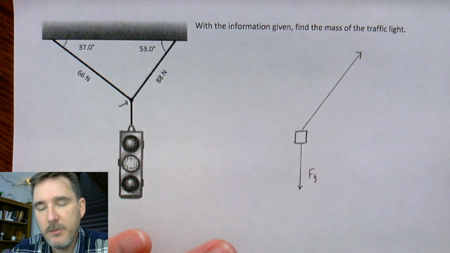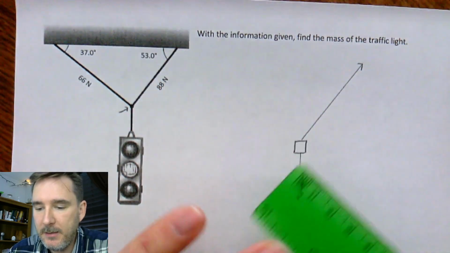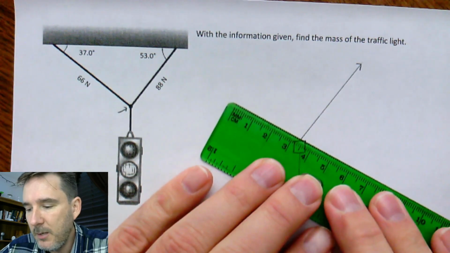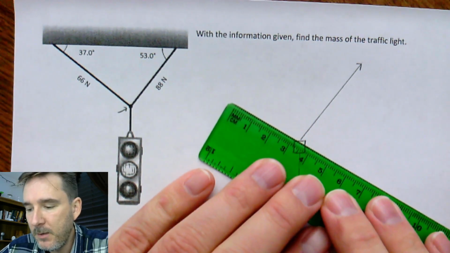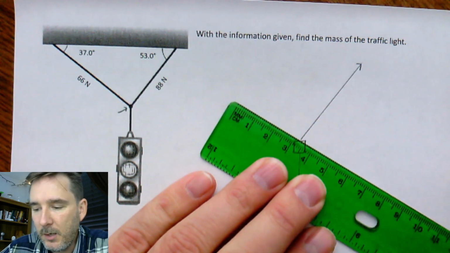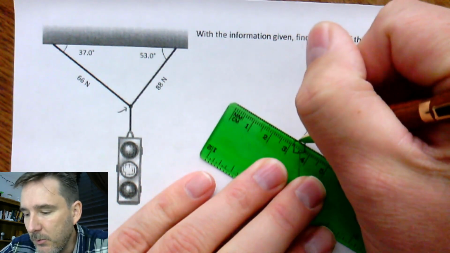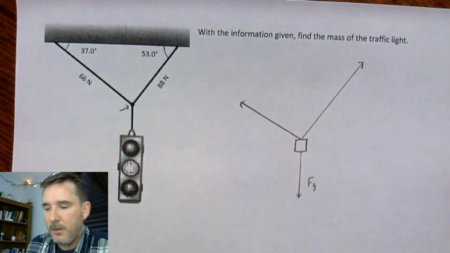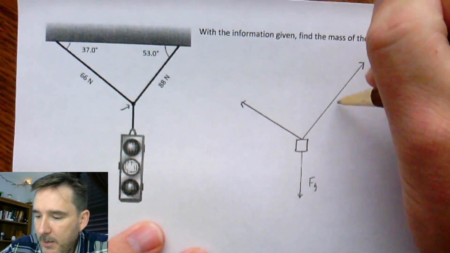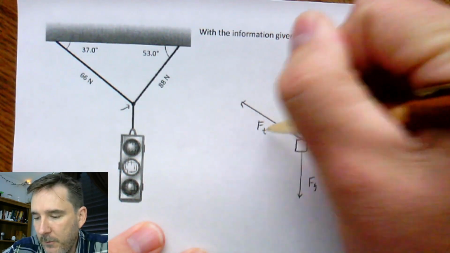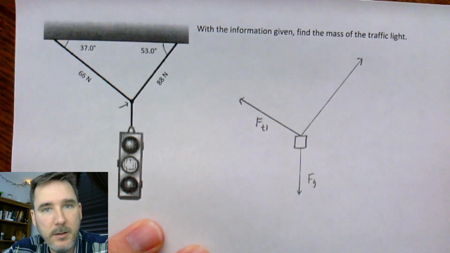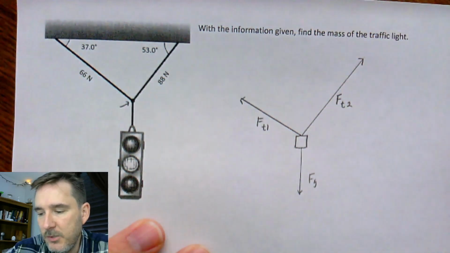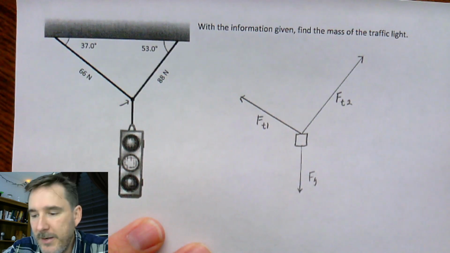And now we have our 66 newton force going up and to the left, and that is at a 37 degree angle from the horizontal. So I'm going to do a little bit more shallow, closer to 45 on the other side, and I'm going to do 3.3 centimeters, or 33 millimeters, to represent that force. This right here, we'll call our force of tension 1. This is our first wire, and that's going to be the force on that wire. This is going to be our force of tension 2. And so we kind of have it done.